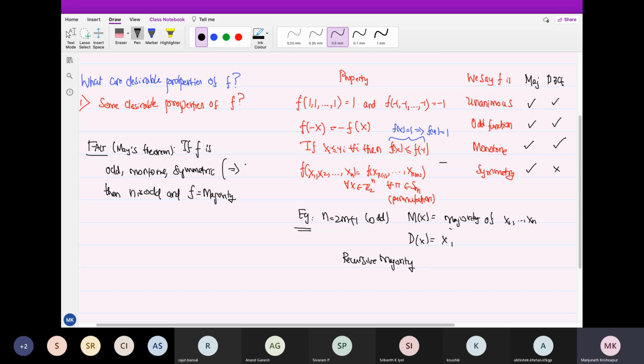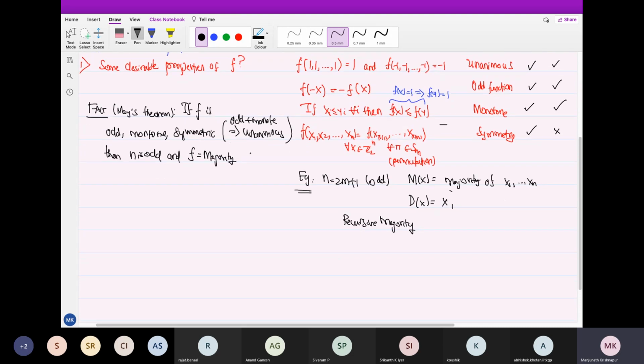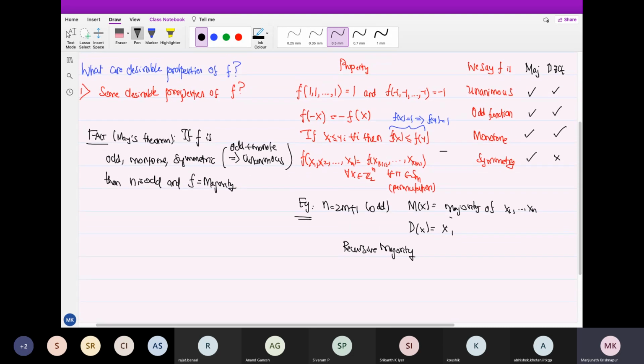So when you have all these three, even symmetry is not needed. Odd and monotone imply unanimous. That's why I did not put in the conditions. We don't need that. Odd plus monotone implies it is unanimous. Okay, so the proof is very simple actually.